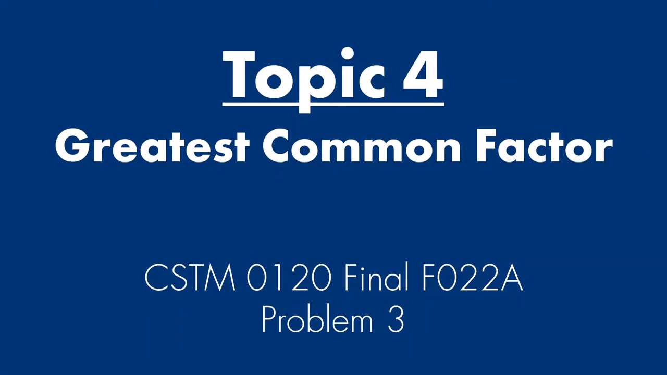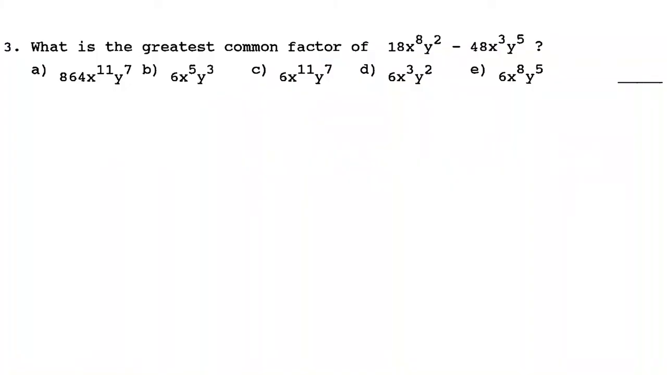Topic 4, greatest common factor. Super popular topic, really popular topic. Watch out. Problem 3, Final F022A. So here, find the greatest common factor, and they give you some weird stuff. Completely weird equation.